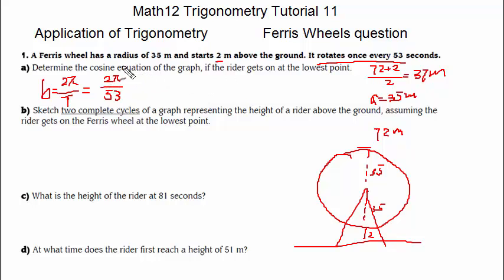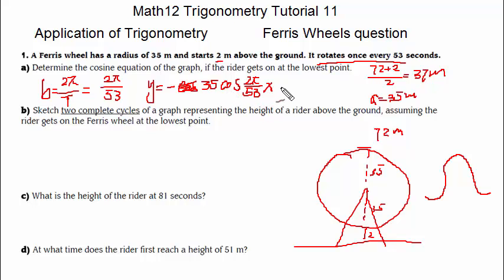If the graph uses a cosine function, and the rider gets on at the lowest point, our function will look like this. This is a reversed, upside-down shape, so our cosine function must be negative in front. So we have y equals negative cosine. Before the negative cosine, we need the amplitude: negative 35 cosine. Then our B, which is 2 pi over 53 x. We don't have C because this is exactly what the cosine function does. Then we add the vertical displacement, which is 37. So our function is y equals negative 35 cosine of 2 pi over 53 x, plus 37.